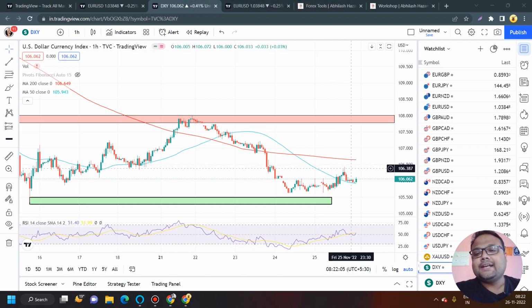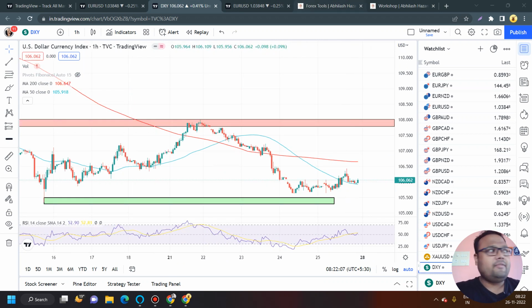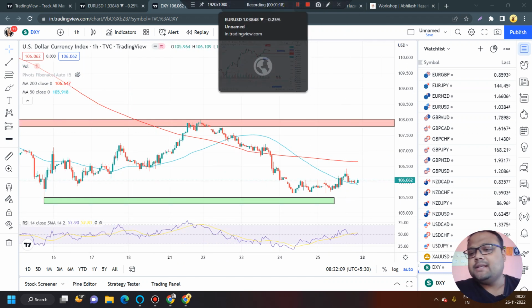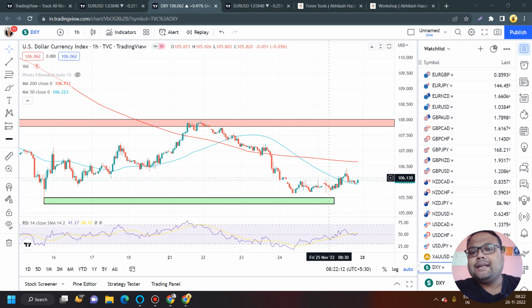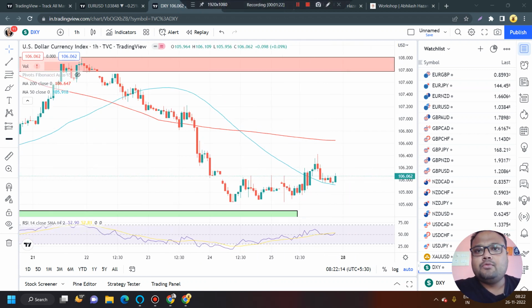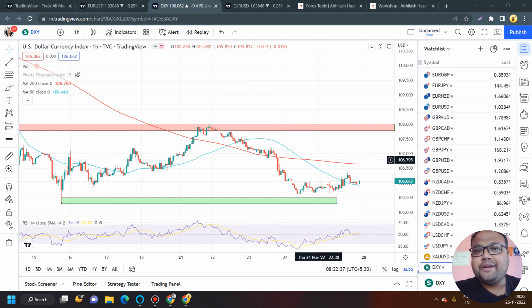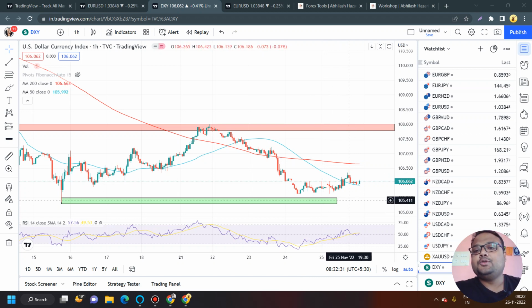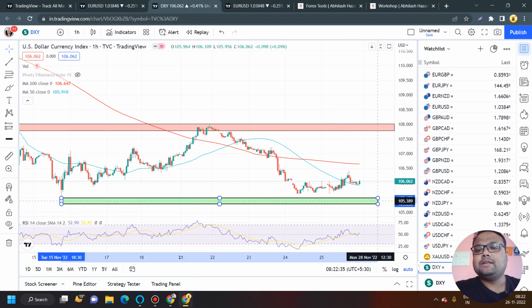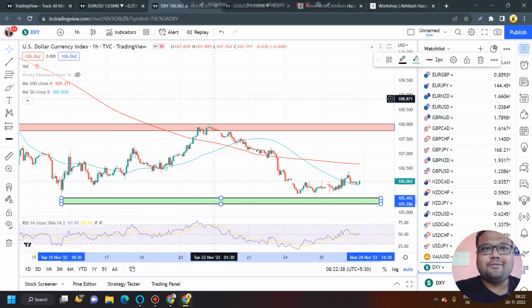So DXY's move will be very important in the coming week, because NFP is also coming up. But right now, as we can see, there is no proper move on DXY. So let's wait for Monday, Tuesday next week and see how DXY performs. I think DXY will try again to bounce from this level here, because if DXY falls below this level, then things will be very critical for DXY.